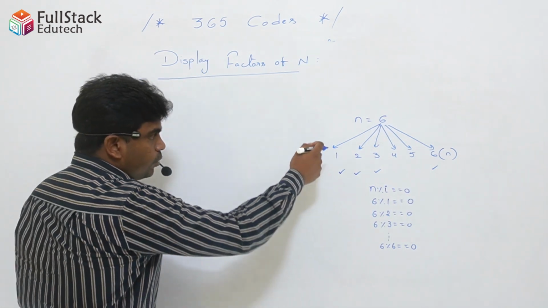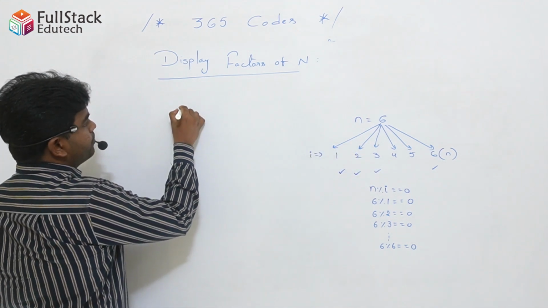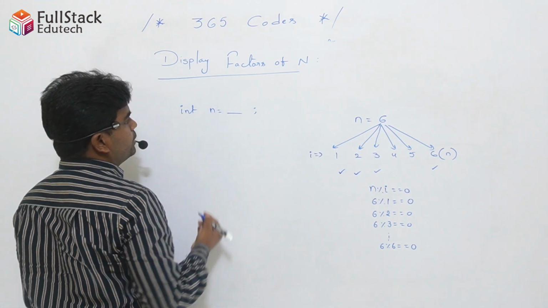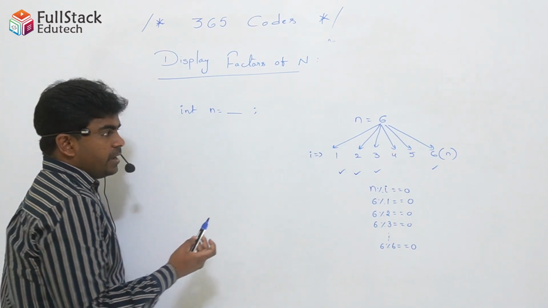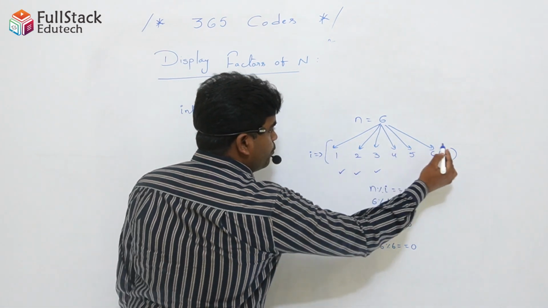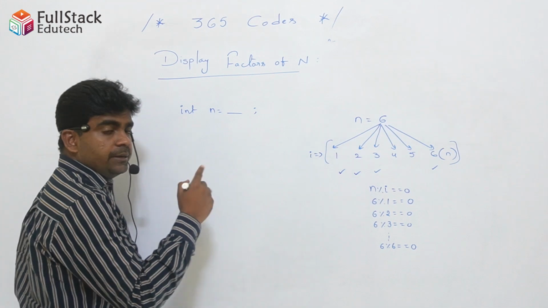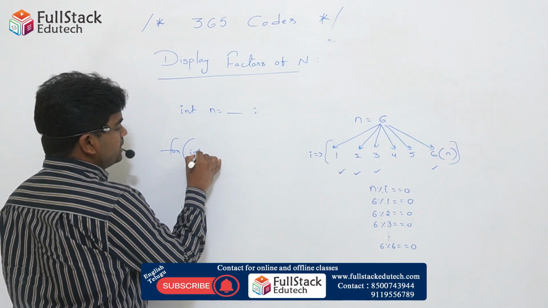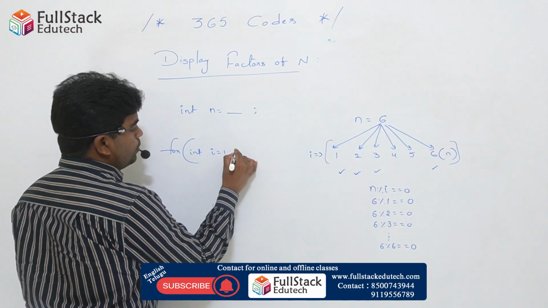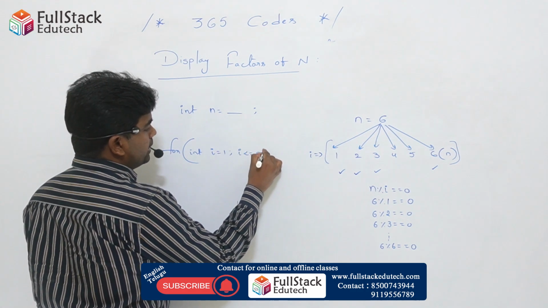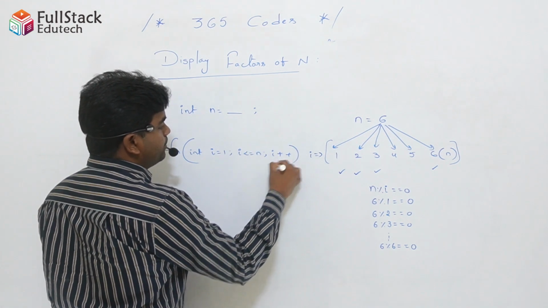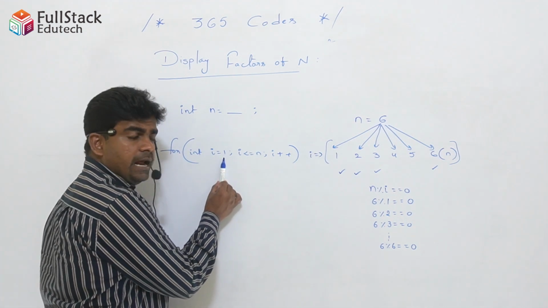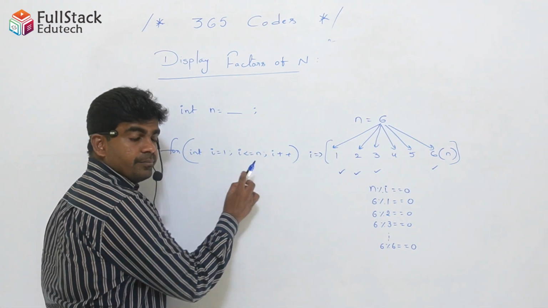So how to write the code based on this explanation? I'm just taking int n, whatever number you want to take. We have to repeat the loop from 1 to itself, nothing but n. For int i equals 1, i less than or equal to n, i plus plus. The i value starts with 1 and ends with n.